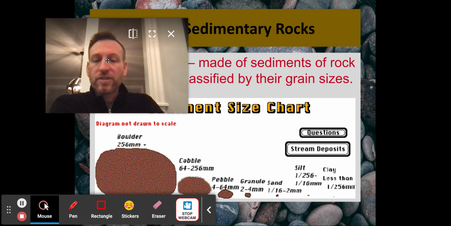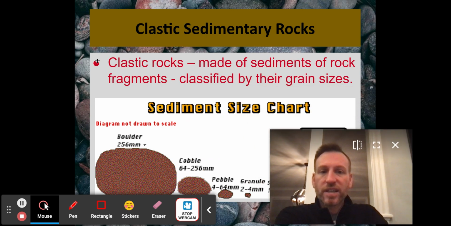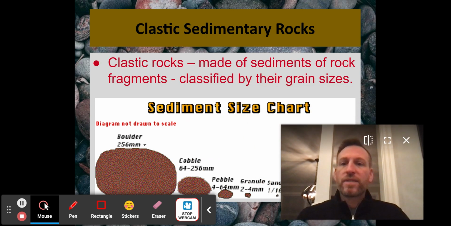All right, so let me move this again in case you didn't copy it down. That's the clastic. It's just a sedimentary rock, and its sediments come from broken down pieces of other rock. Okay, so rocks that were already in existence and get weathered and eroded and broken down.